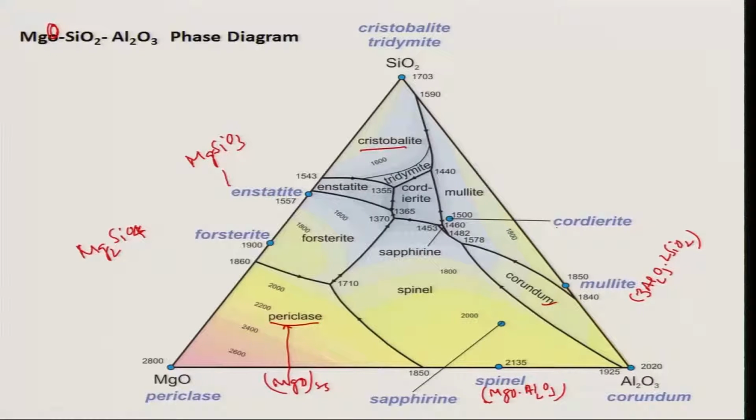One is cordierite. What is cordierite? Okay, cordierite is 2MgO, 2Al2O3 and 5SiO2. This is a ternary compound. Okay. And another one is called sapphirine. Sapphirine is basically an aluminum silicon compound. Let me see what is its composition. Sapphirine, shall I write somewhere? Yes, sapphirine is basically 4MgO, 5Al2O3 and 2SiO2. This is the second one.